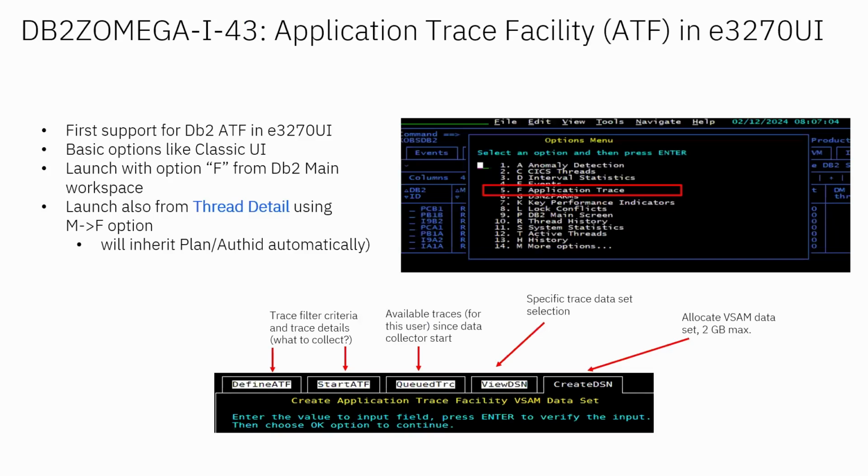In this case, application trace facility is available in the classic. We've now ported the functionality into the 3270 UI. This is a gap that customers identified. As you can see in this screen, you can call the application trace facility, set the filter criteria, and enable the application trace for a Db2 thread. Next slide, please.